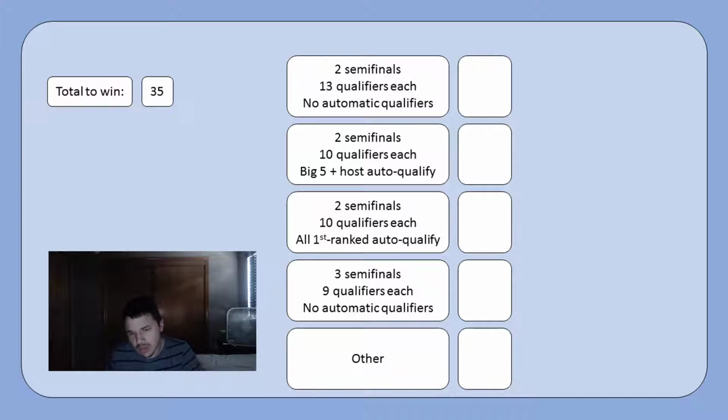first ranked song. It would be up to you. I don't know what it would be. I would probably figure that out. And third option is 2 semifinals, 10 qualifiers each, but all those songs that have ranked first in their contest would automatically qualify. And fourth option would be 3 semifinals, 9 qualifiers each, no automatic qualifiers.